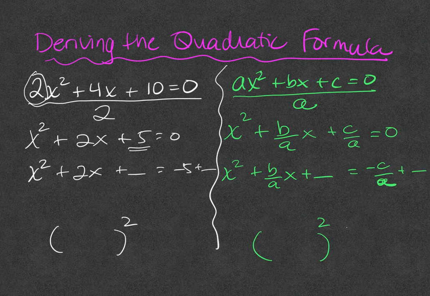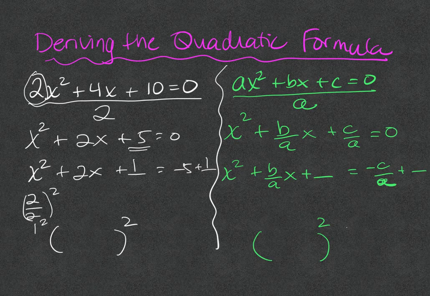All right, so what do we do over here on the left? How do we figure out that missing blank? Well, we take half the middle term. So we take 2, we cut it in half, and then we square it. This is one where the numbers work out to be similar. 2 divided by 2 is 1, and 1 squared stays 1. So we have a 1 on both sides.